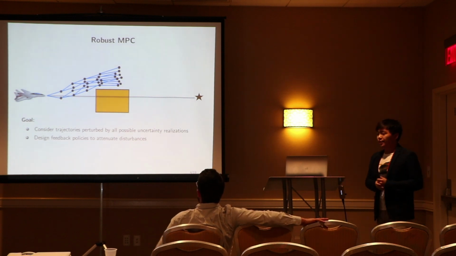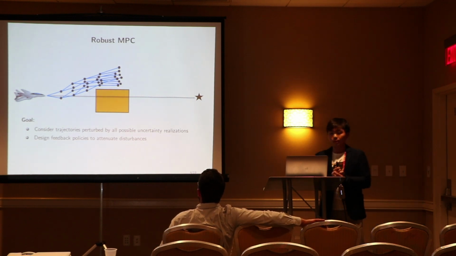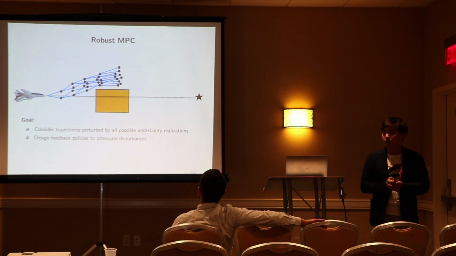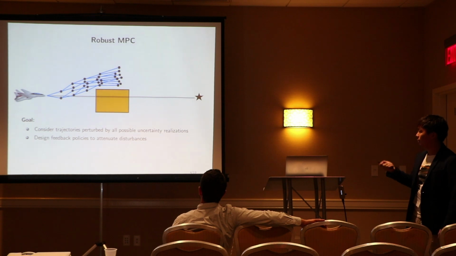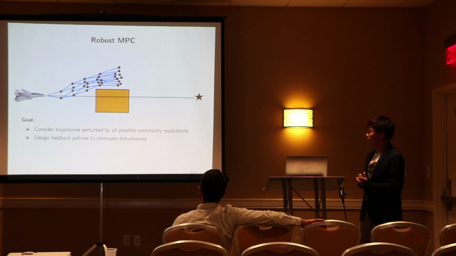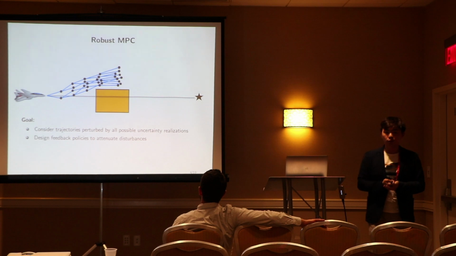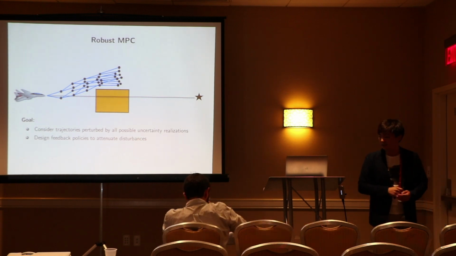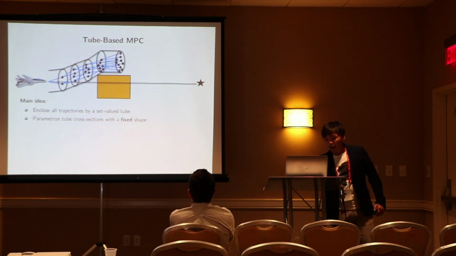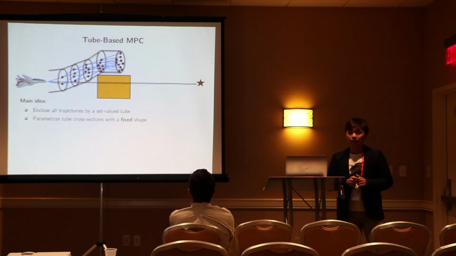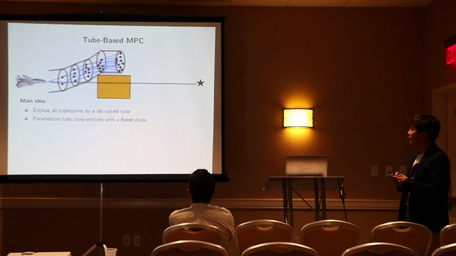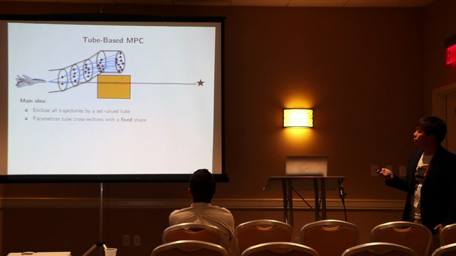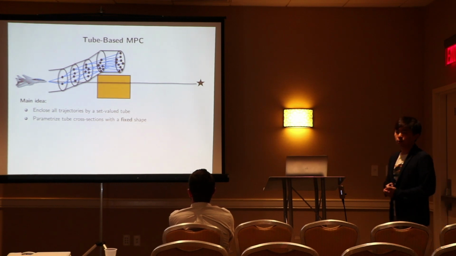So this motivates us to design some MPC scheme with robustness guarantees. And ideally, we want to consider all possible perturbed trajectories that are perturbed by the disturbances. And we also would like to design some feedback policies to reduce the effect of the disturbances. And in fact, a practical way to do this is to use the so-called tube MPC scheme. So the main idea here is to enclose all those perturbed trajectories by a set valued tube.